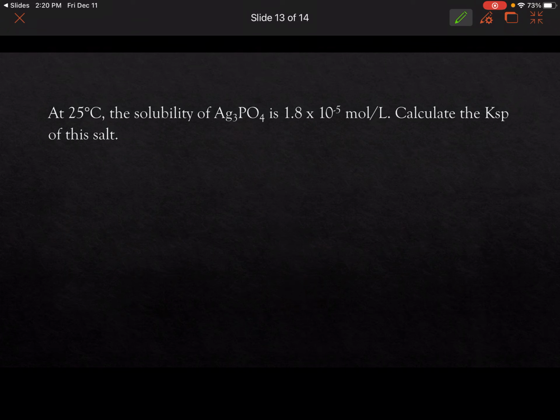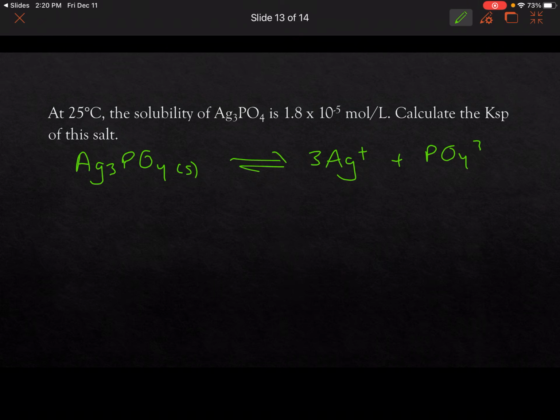Okay, last example. At 25 degrees, the solubility of Ag3PO4 is 1.8 times 10 to the negative 5 moles per liter. Calculate the KSP of this salt. So again, we are breaking this apart. 3Ag plus and PO4 3 minus.